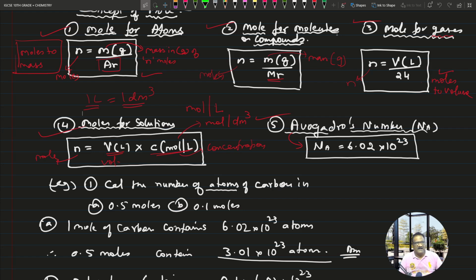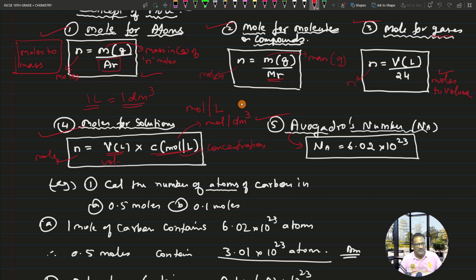Okay, and ultimately I ended that first video, that session, with this thing that you can see on the screen, these four formulas. Okay, one, two, three, and four formulas, in fact. And of course, this Avogadro's number, which is equal to 6.02 into 10 raised to 23. This is a very important number. Now, these are the four formulas that we have to properly understand, and you should know how to use these formulas.